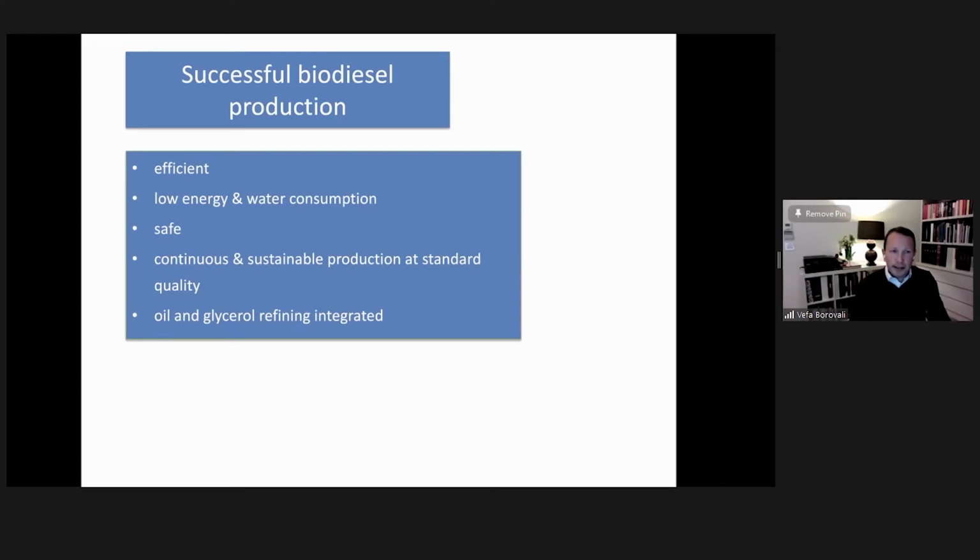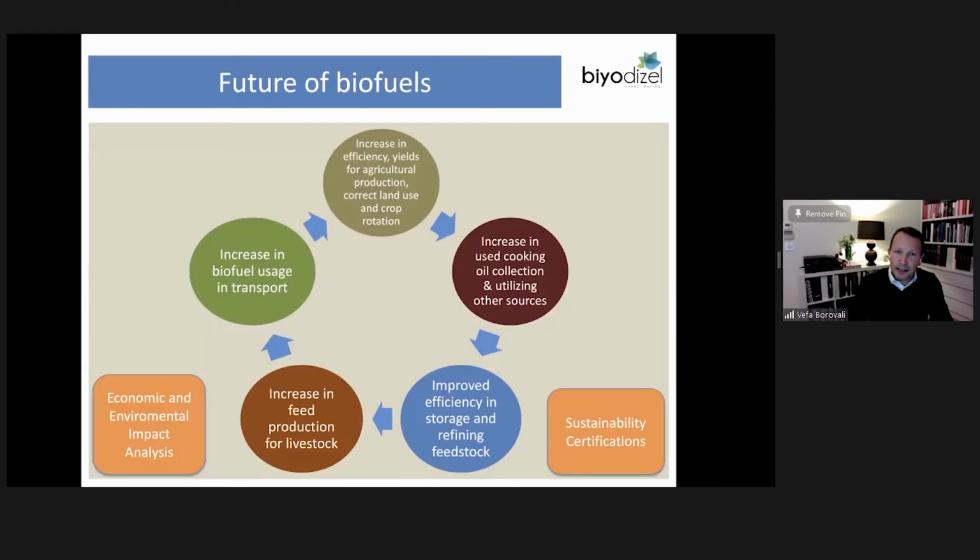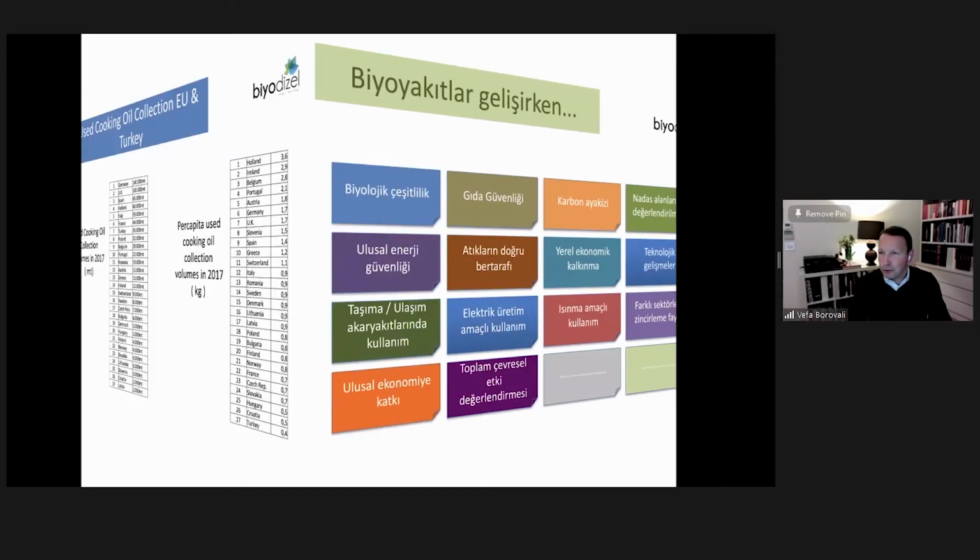It has to be very safe, of course. Continuous and sustainable production at standard quality is a must for the economic success of a plant. And if anybody is interested to produce biodiesel, I would highly recommend to combine it with an oil refinery and glycerol refining. Otherwise, it is really hard to meet the economic expectations. Yes, this is the end of my presentation. Thank you for listening. I hope it was not too much on the surface.